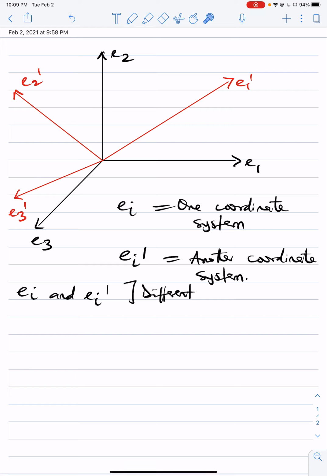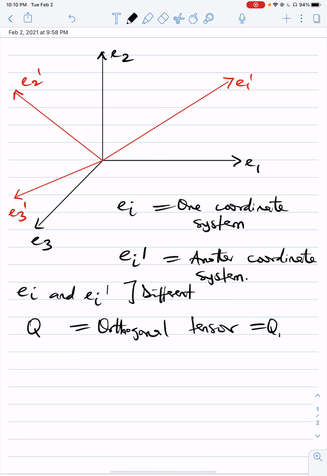Exactly. So basically that happens by the action of a tensor. To move something from E1 to E1 prime, you need a tensor to make that rotation. If you remember what we've talked about, the transformation matrix, we need a tensor, let's call it Q, which we'll call an orthogonal tensor. What this tensor does is rotate. It just rotates but does not change anything, right?